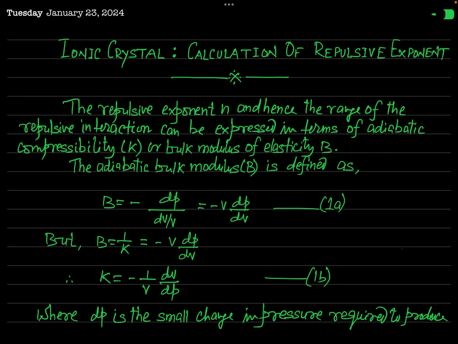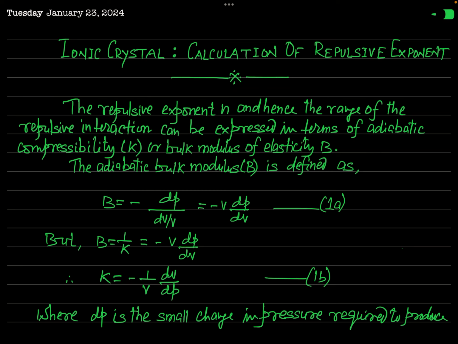When you say a repulsive exponent, what does it mean? In case of ionic crystal, there are two types of interactions: attractive interaction and repulsive interaction. Coulombian interaction may be attractive or repulsive, but when the two ions of an ionic crystal come closer and closer, and the electronic clouds of the two ions overlap, then a repulsive force acts between the ions. That is called repulsive interaction.